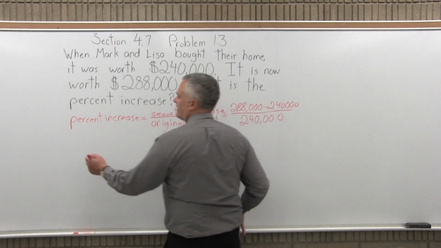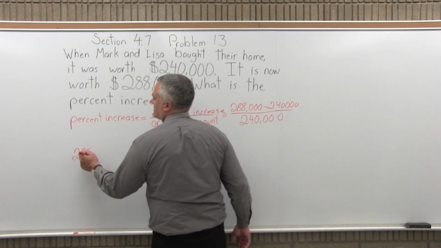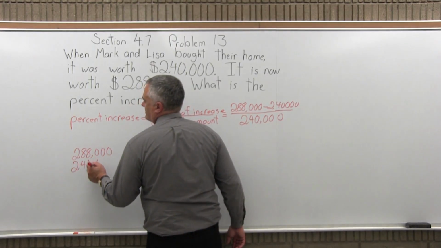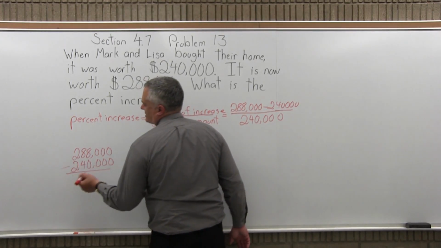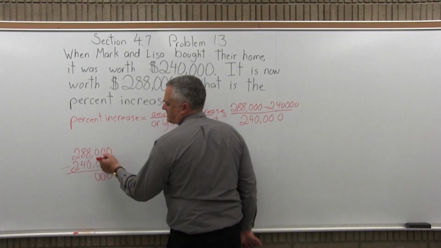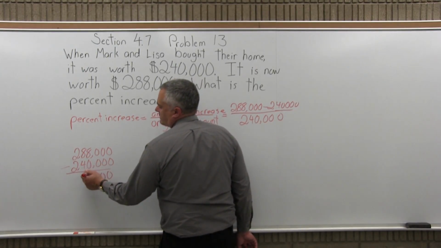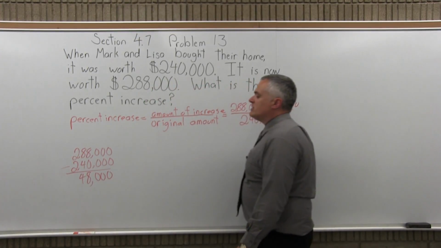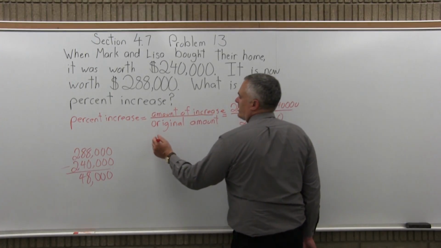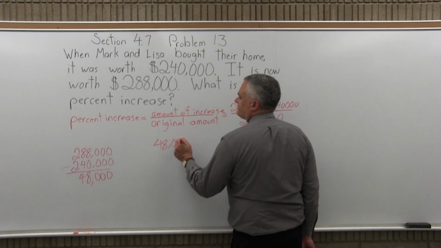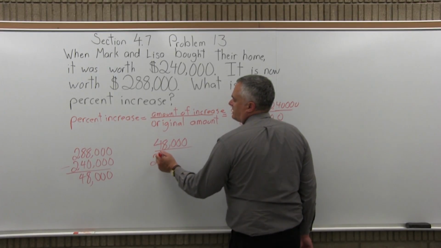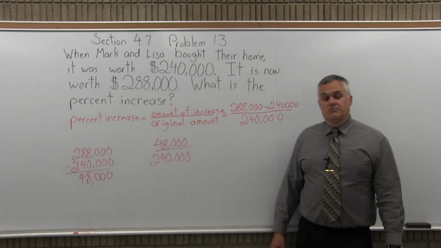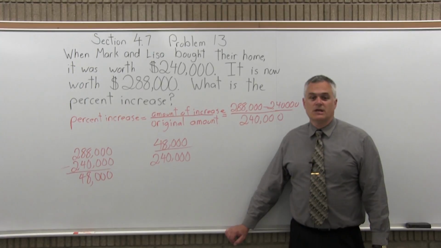So first of all, the numerator, that amount of increase, will be 288,000 minus 240,000. Again, very large numbers. I actually see it without writing it out. The zeros line up nicely, 0 minus 0 is 0. 8 minus 0 is 8. 8 minus 4 is 4. 2 minus 2, they just cancel. So the amount of the increase is 48,000. So that's the numerator. And the original amount is 240,000. So that's the fraction. I really just have to convert that to a percent.